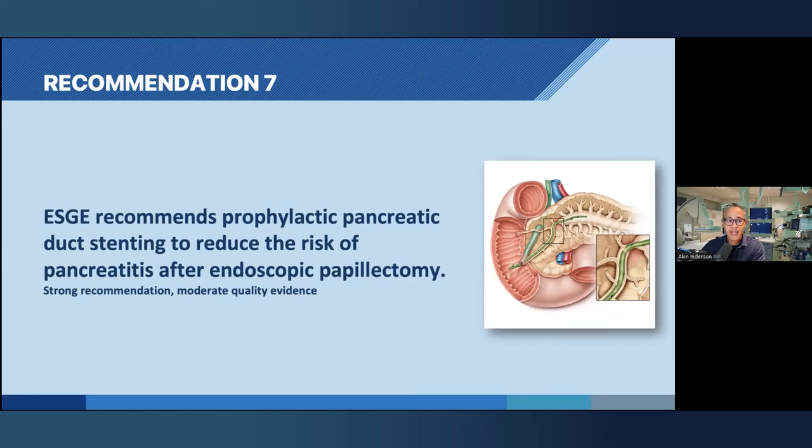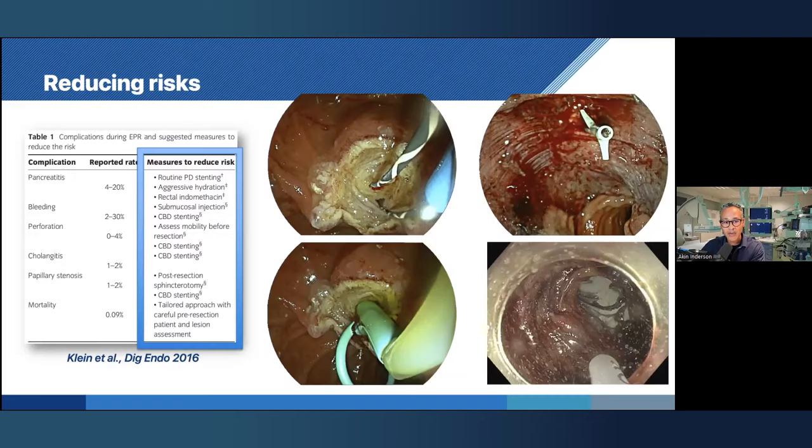Now for recommendation number 7, ESGE recommends prophylactic pancreatic duct stenting to reduce the risk of pancreatitis after endoscopic papillectomy. Now in order to reduce risk, you have several options. For pancreatitis, you can do routine pancreatic stenting with a stent as large as the pancreatic duct lets you. At least 5 French, preferably 7 French. You can use a fenestrated stent. If you can't give rectal NSAIDs, do aggressive rehydration with Ringer's lactate. And to prevent bleeding, you can also stent the pancreatic duct. And if you have a firm or very narrow protrusion of the common bile duct, also do sphincterotomy of the bile duct and stent that as well.